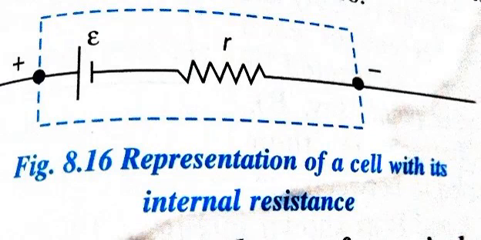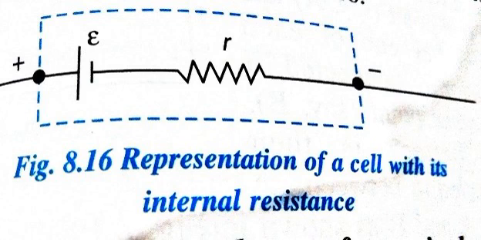Now we are going to learn a new term that is known as the internal resistance of a cell. Now you know the meaning of resistance. Any conductor through which current is passed is going to offer some resistance to the incoming electrons. Now what do you mean by internal resistance of a cell?